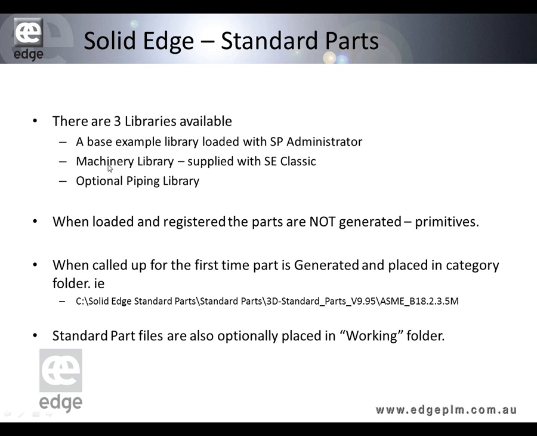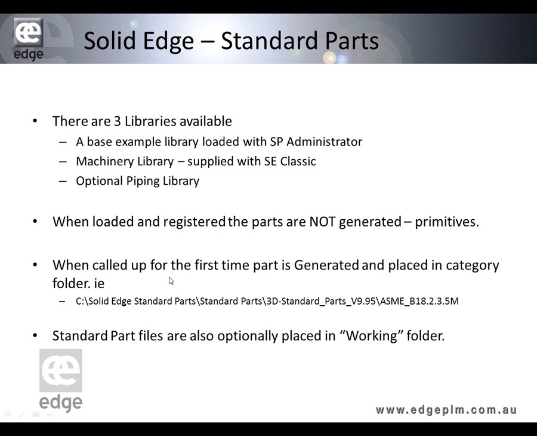Now, when you load the machinery library into the standard parts, the parts are not generated. What this means is that at that point, you don't have any parts. They must go through a process called registration to be generated into the database. That actually creates all the primitive parts so that they're ready, and expands the database so that they're ready to be created on the fly. So when you call up a part for the first time, it gets generated. So when we load, we've got to go through a register process. As I said, we'll look at that in a moment.